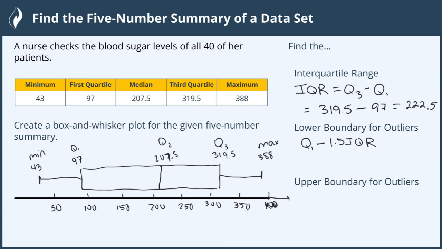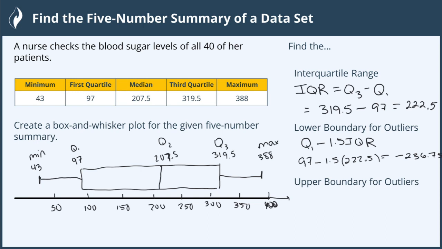Okay, so my Q1 was 97, my first quartile, and I want to subtract from that my 1.5 times my IQR, which I just determined was 222.5. Okay, so I'll give you guys a chance. You could plug that into your calculator, 97 minus, put parentheses around the 1.5 times the 222.5, and I got a negative number, negative 236.75.